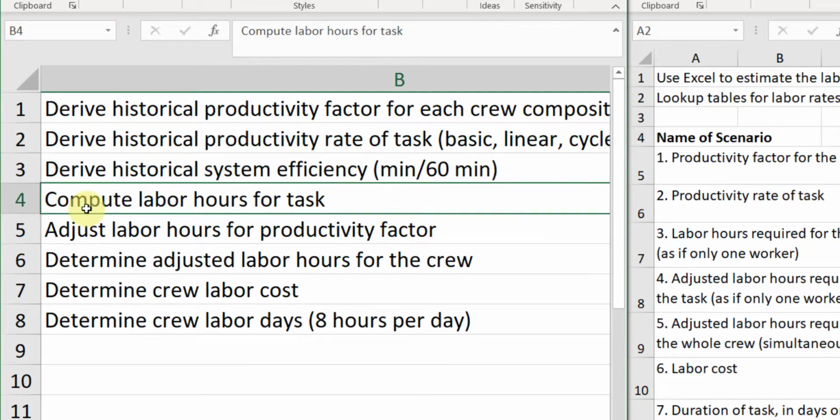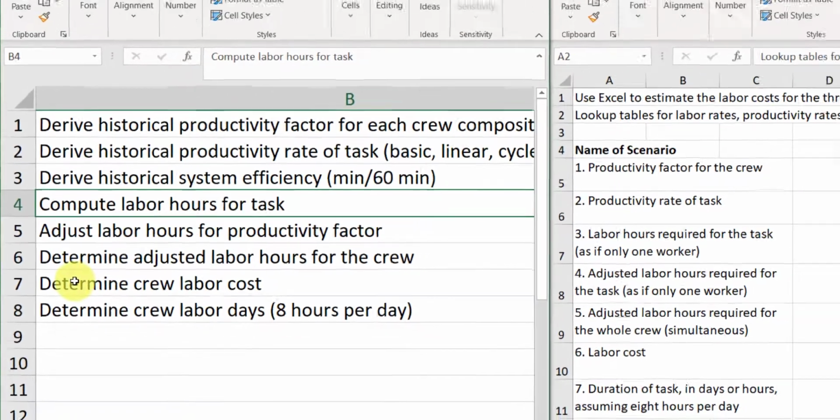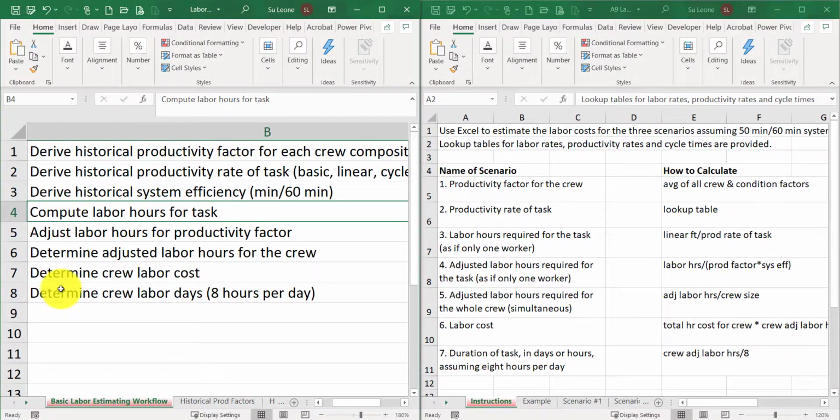Then you compute the labor hours for the task, which doesn't have any of these things. It's just the productivity rate. Then you adjust the labor hours for the productivity factor. Then you figure out, okay, well, what is that divided by the number of crew members? Then you figure out, okay, well, how much does that crew cost? And how many days will it take the crew?